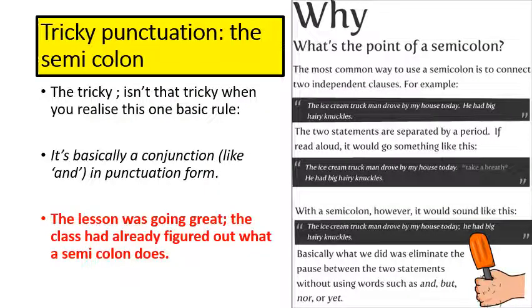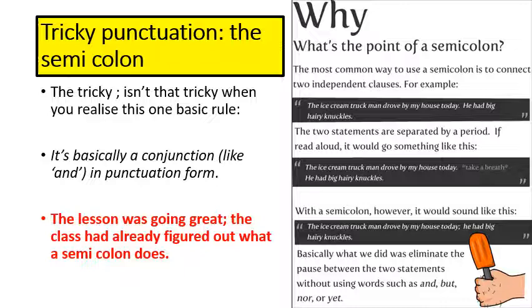We're going to start today with the semicolon. The tricky semicolon isn't really that tricky when you realise that a semicolon basically replaces an and, or a but, or a nor, or a yet. Any one of those conjunctions that you use in a compound sentence could, most of the time, be replaced by a semicolon. You've got an example here.